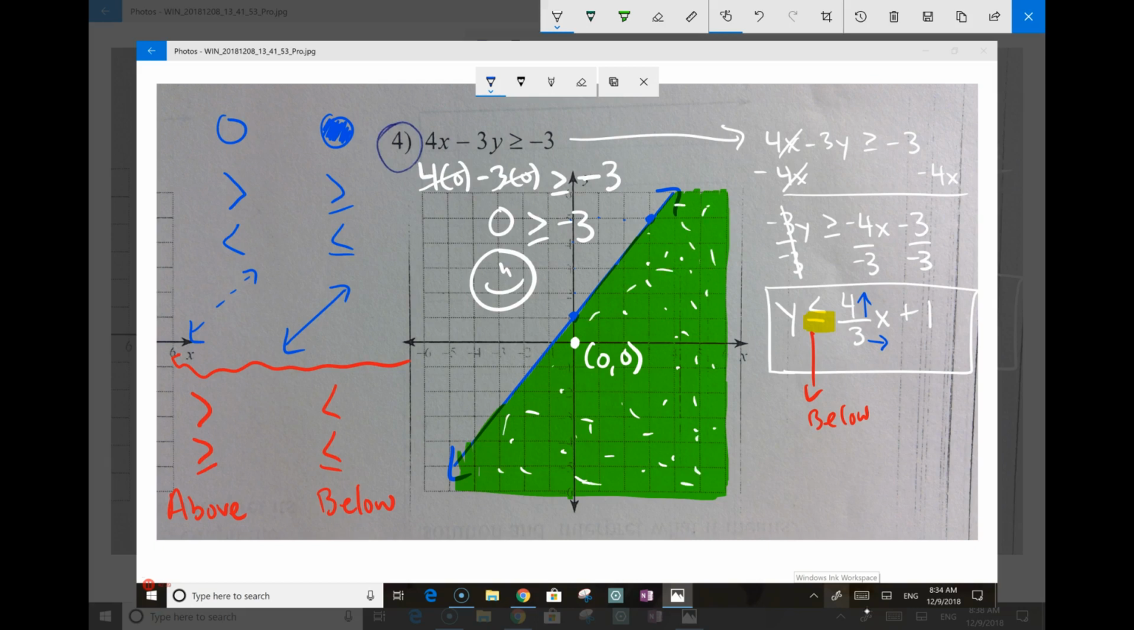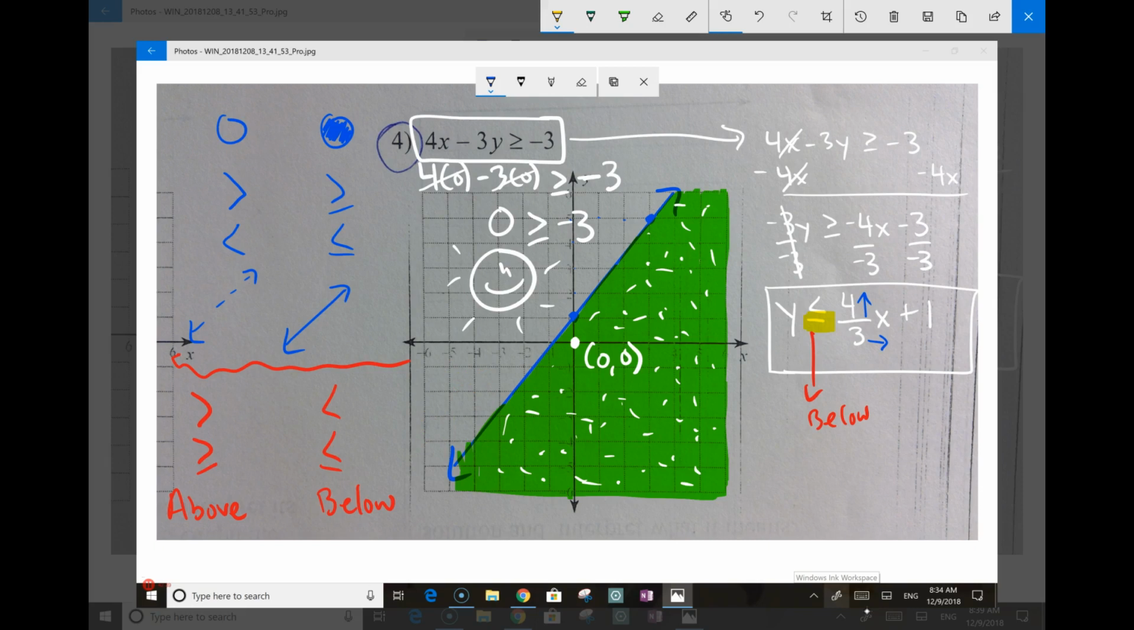So if I were to take any of these white points and test their ordered pairs in the same inequality, what I would get is something that is always going to be true. But if I cross this line and I test something in the part that is not shaded, like right there, for example, then what I'm going to get is something that is false. And so that's why that part is not shaded.